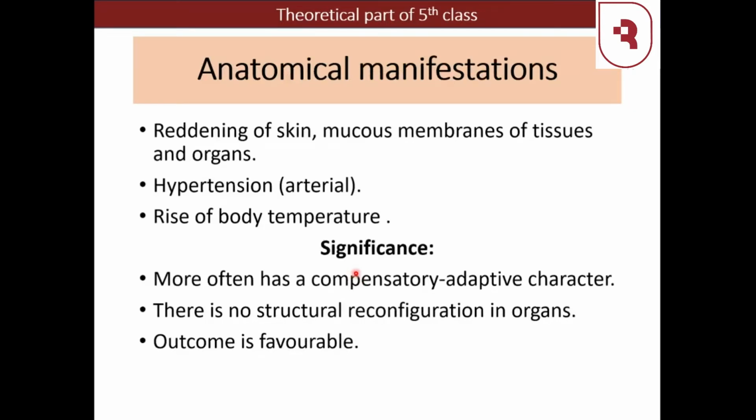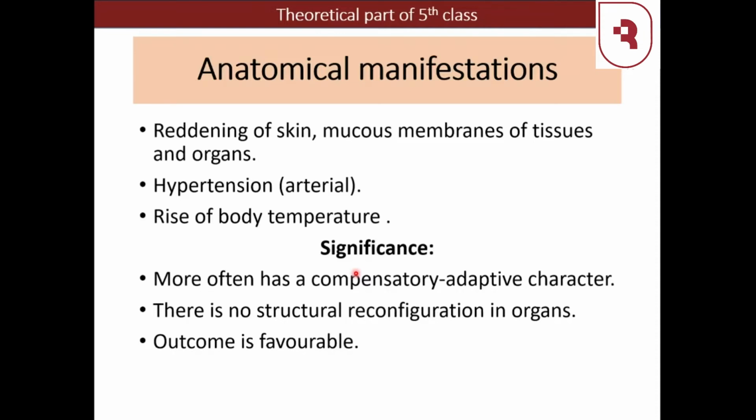Anatomical manifestation of arterial hyperemia is associated with reddening of the skin, mucous membranes, tissues and organs. Also, it may be associated with hypertension, so the organs become hot and warm, and there is a rise of body temperature. The rise of body temperature is associated with the high temperature of arterial blood, because it is one of the defender reactions to inflammation and one of the steps in the pathogenesis of this pathological process.